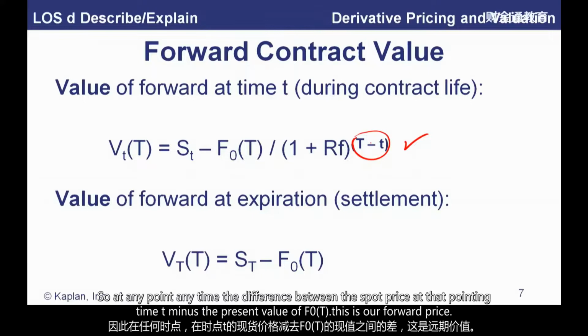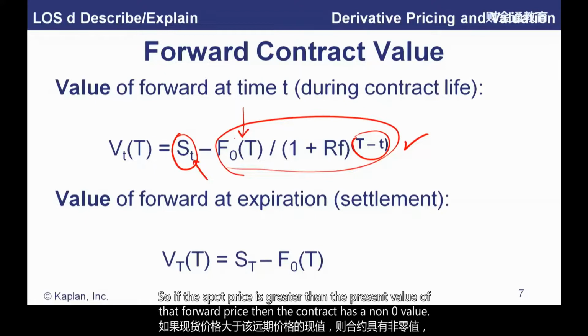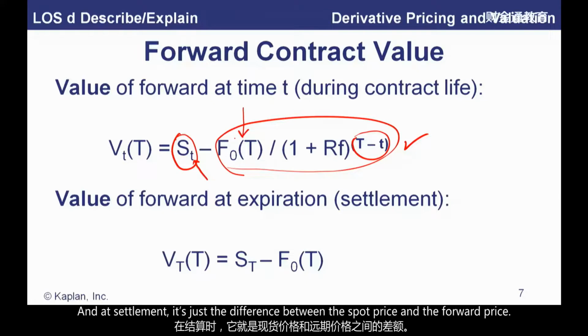So at any point in time, the difference between the spot price at that point in time, little t, minus the present value of F capital T, this is our forward price. So if the spot price is greater than the present value of that forward price, then the contract has a non-zero value. And at settlement, it's just the difference between the spot price and the forward price.